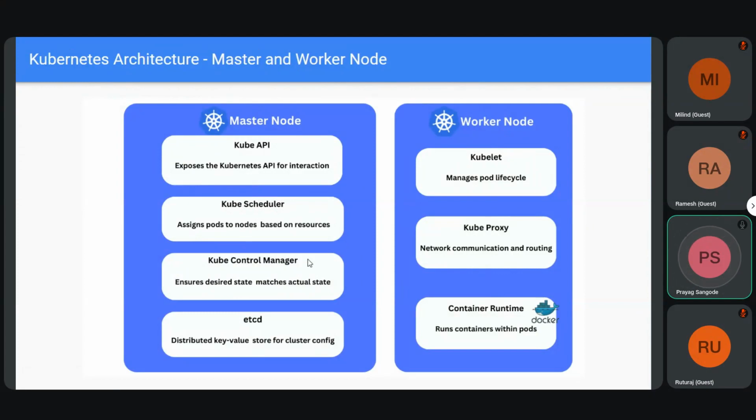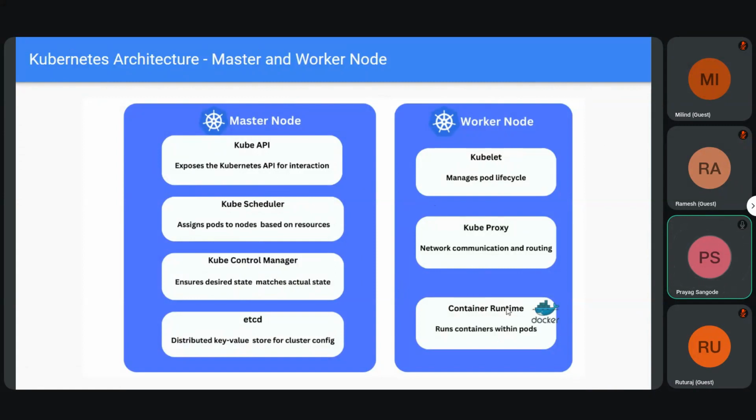Then we have kube control manager in the master node. It ensures the desired state matches the actual state. Means what we have defined in our declarative configuration in a YAML configuration, that is what it will try to achieve, and that is handled by the kube control manager. Then we have etcd. Suppose we have defined some configuration. That configuration detail, in key-value pairs, is stored in etcd on the master node.